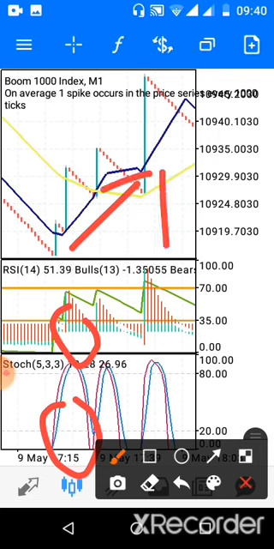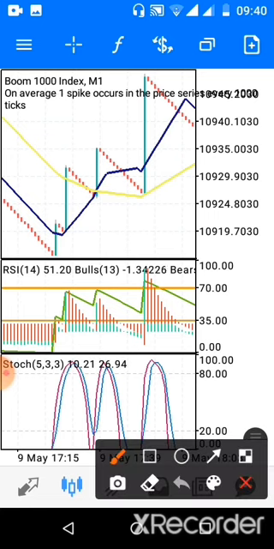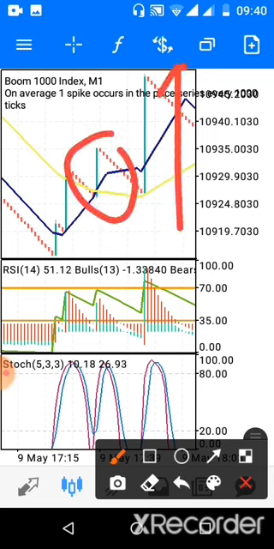So the blue line was about to be above the red line. We took our buy on boom and see how many spikes we got. We got 2 spikes. This one and another major spike right there. Multiple pips, guys. Multiple pips. This is a very powerful strategy.